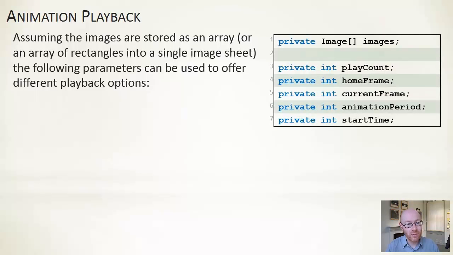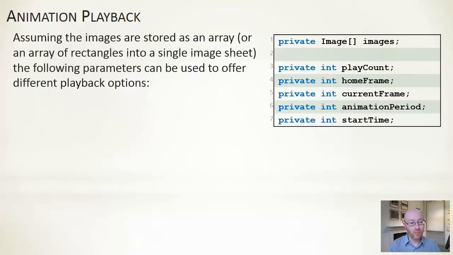Have a look at some fragments of code here that will hopefully illustrate this. We're assuming that we have, in this case, an array of images available to us that we're iterating through. Equally, if it was an image strip, then we would be calculating which particular rectangle within that image strip we would be drawing from. So it makes it slightly more complex, but not too much overall. But for this simple example, we're going to assume an array of images. If it were an image sheet, then this could be an array of rectangles into that particular image sheet.